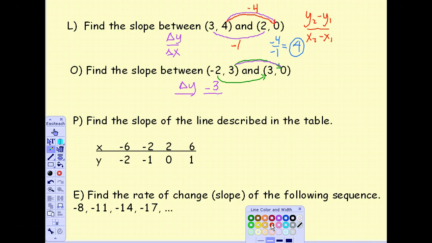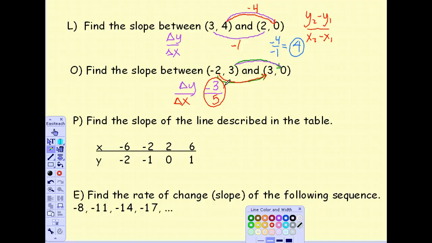Okay, the x's go from negative 2 to positive 3. Well, if you go from negative 2 to 0, that's a change of 2, and then from 0 to 3, that's another 3. So all the way from negative 2 to positive 3 is a change of 5. This cannot be simplified, so we're just going to leave it as negative 3/5.